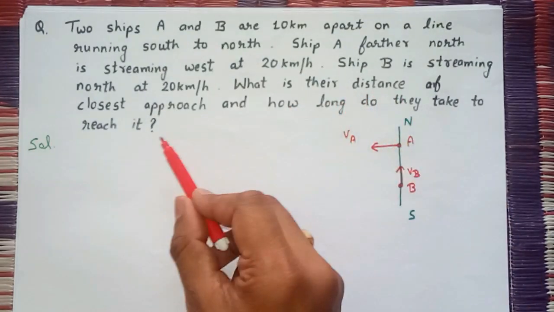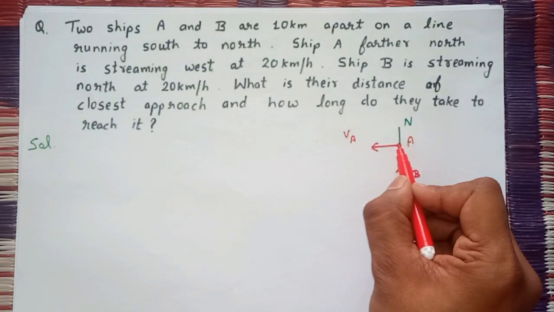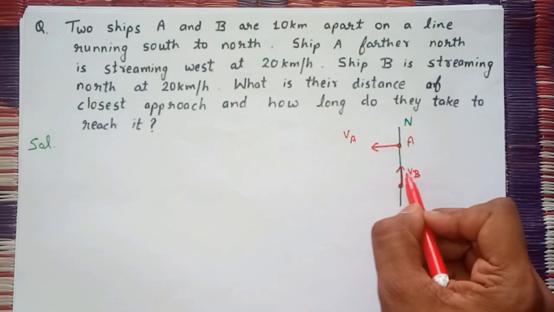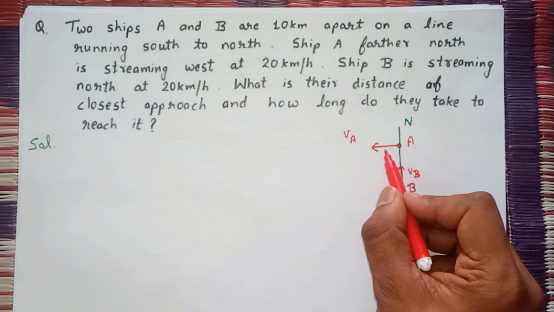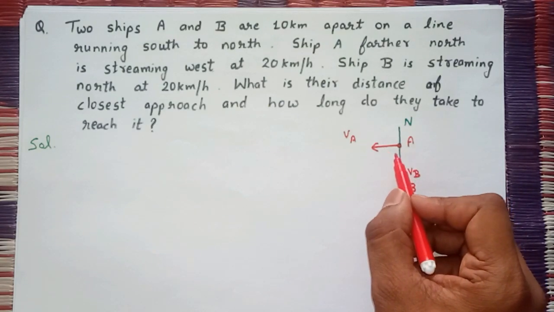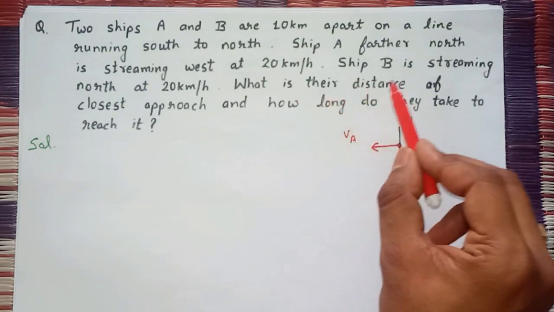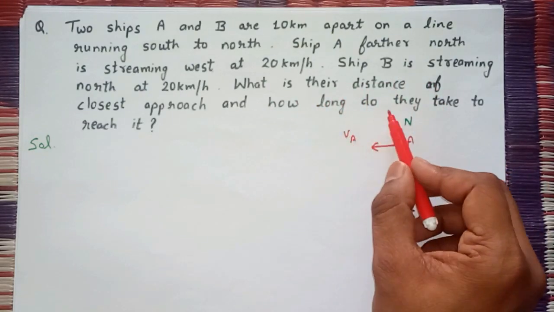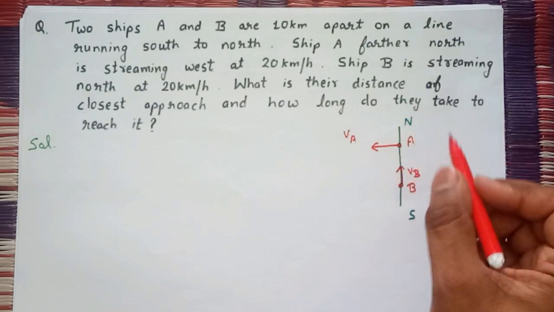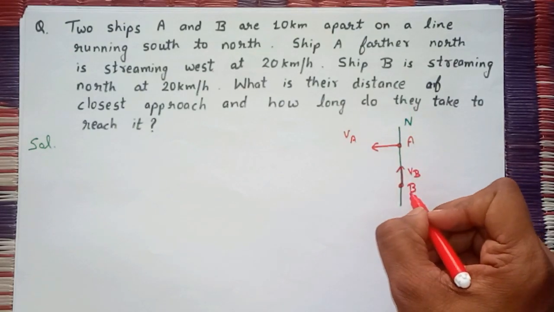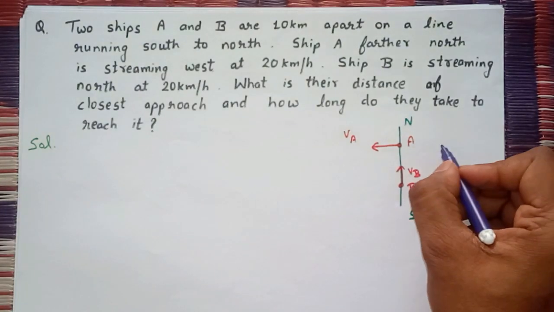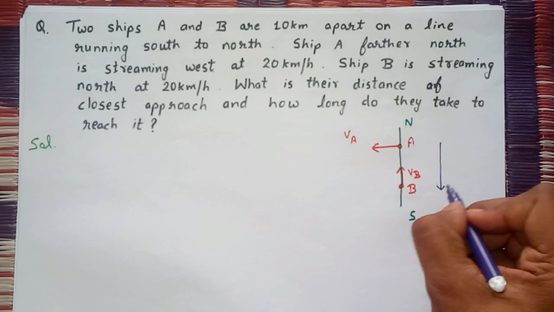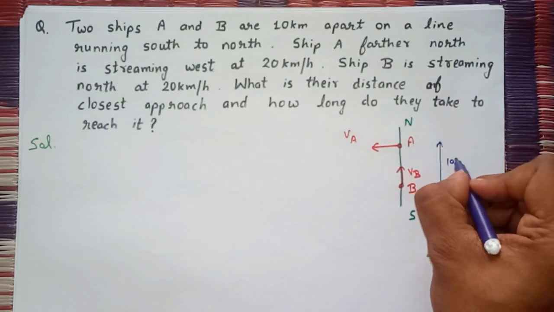What is their distance of closest approach? Means when this ship is going in this direction and this ship is coming directly towards north, then at some point their distance will be minimum. So we have to find what is their minimum distance and how long do they take to reach it, and after how much time that distance is covered. And also the question is saying that this whole distance between them is 10 km.